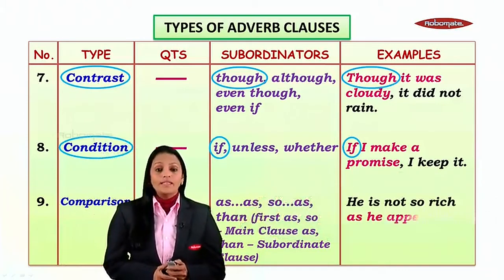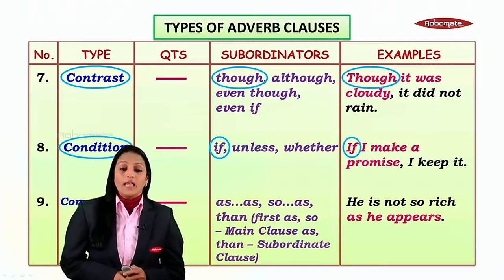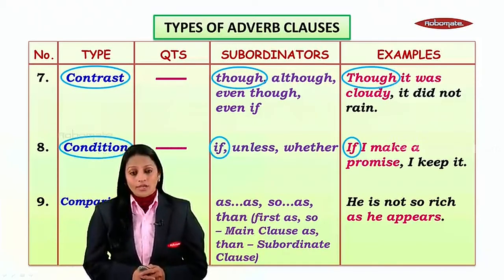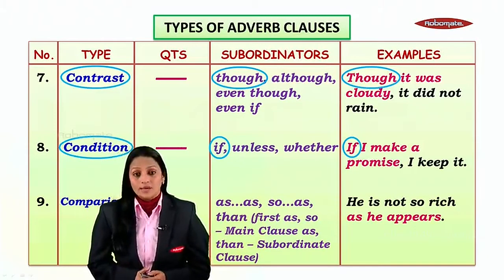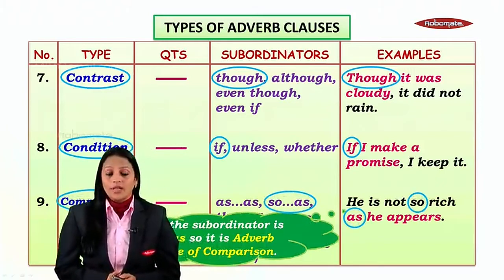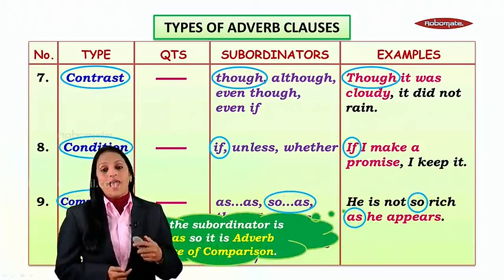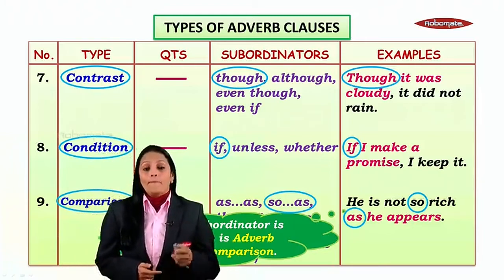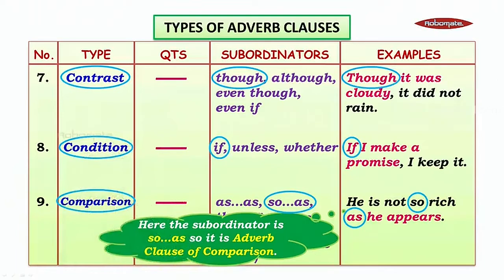Now, let's go to the next example. He is not so rich as he appears. Again, "he is not so rich" is the main clause. "As he appears" is the subordinate clause. Now, students, if you ask the questions, you will not get the answer as the subordinate clause. So, I look at the subordinators. Here we have "so" and "as." "So" is in the main clause, "as" in the subordinate clause. There is definitely a comparison, and therefore, because the subordinator is "so ... as," the answer is adverb clause of comparison.